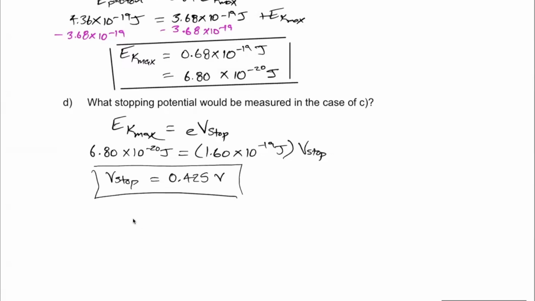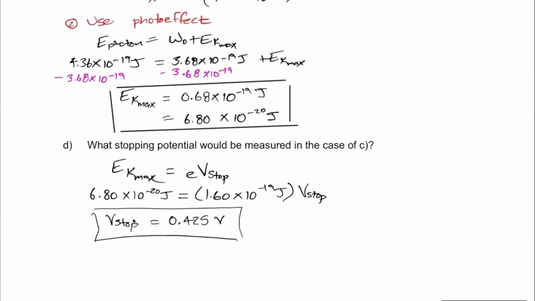Are we dividing this time when we subtracted the last time? Oh, buddy. Yes. Over here, we have E times V. In the previous one, we had 3.68 times 10 to the negative 19 plus EK max. Always do the opposite of what the operation is.